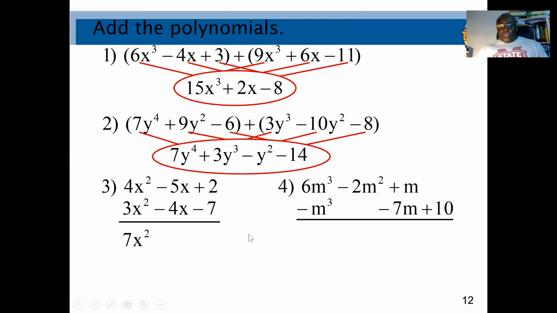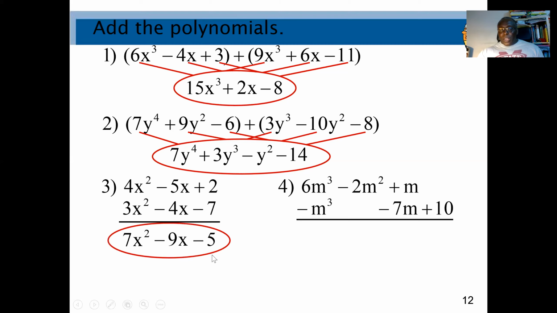Now the next one is the vertical method, but again, it's already arranged for us. We can see all the like terms are together. So here we get 7x squared, negative, negative, so we get negative 9x, plus 2 minus 7 will give me minus 5. Because why? The signs are opposite, and we keep the sign with the biggest value. In this case, 7 is negative, so we keep negative.